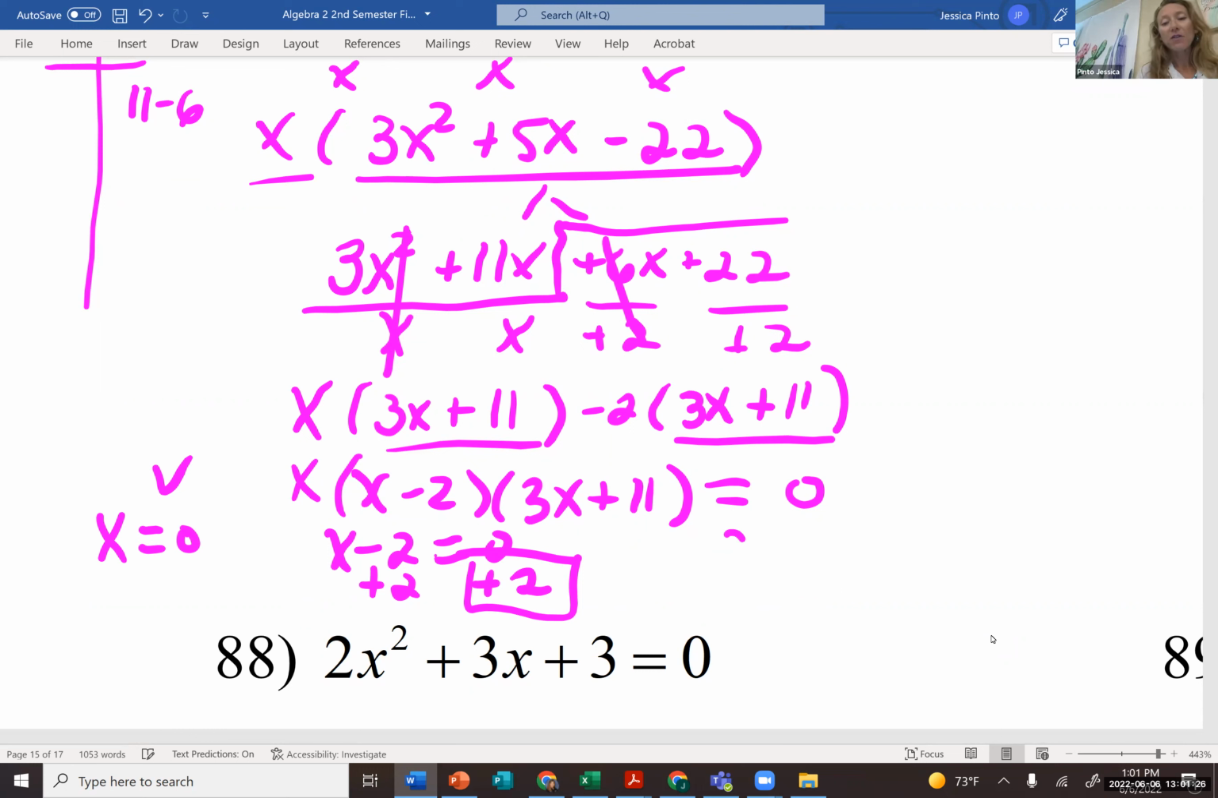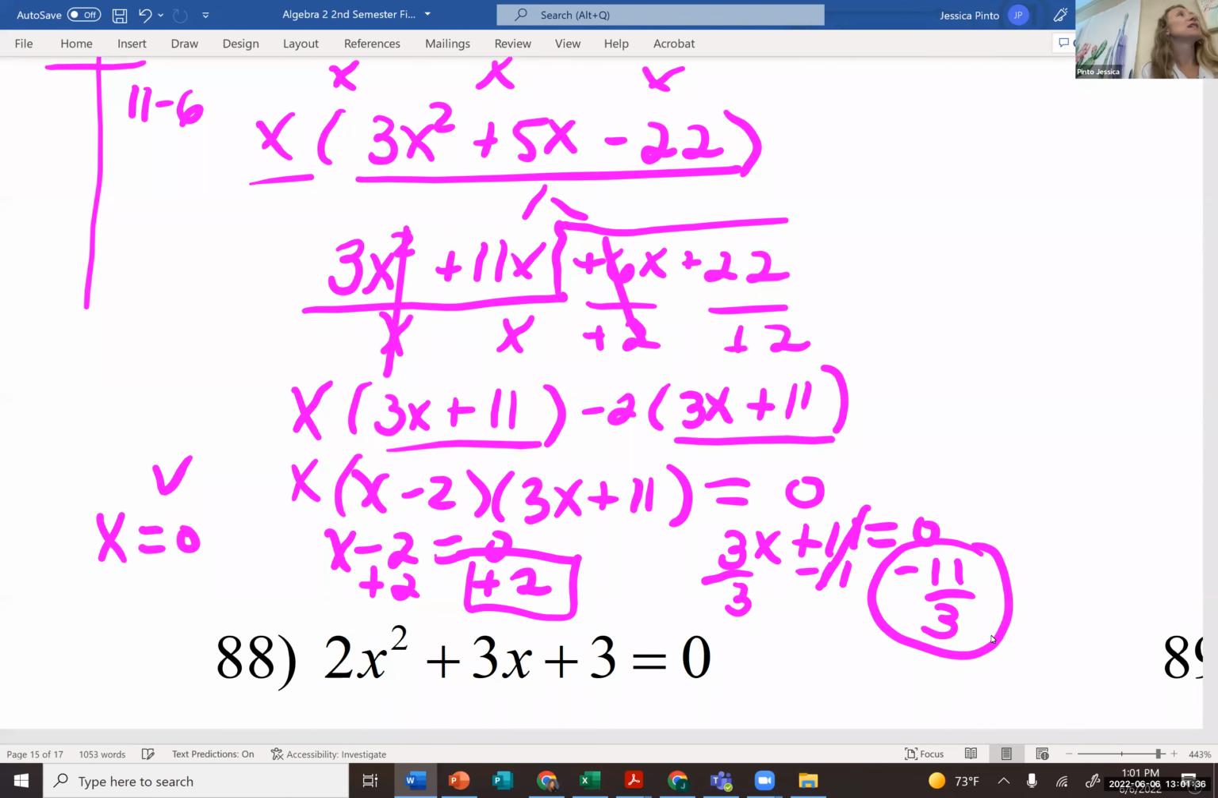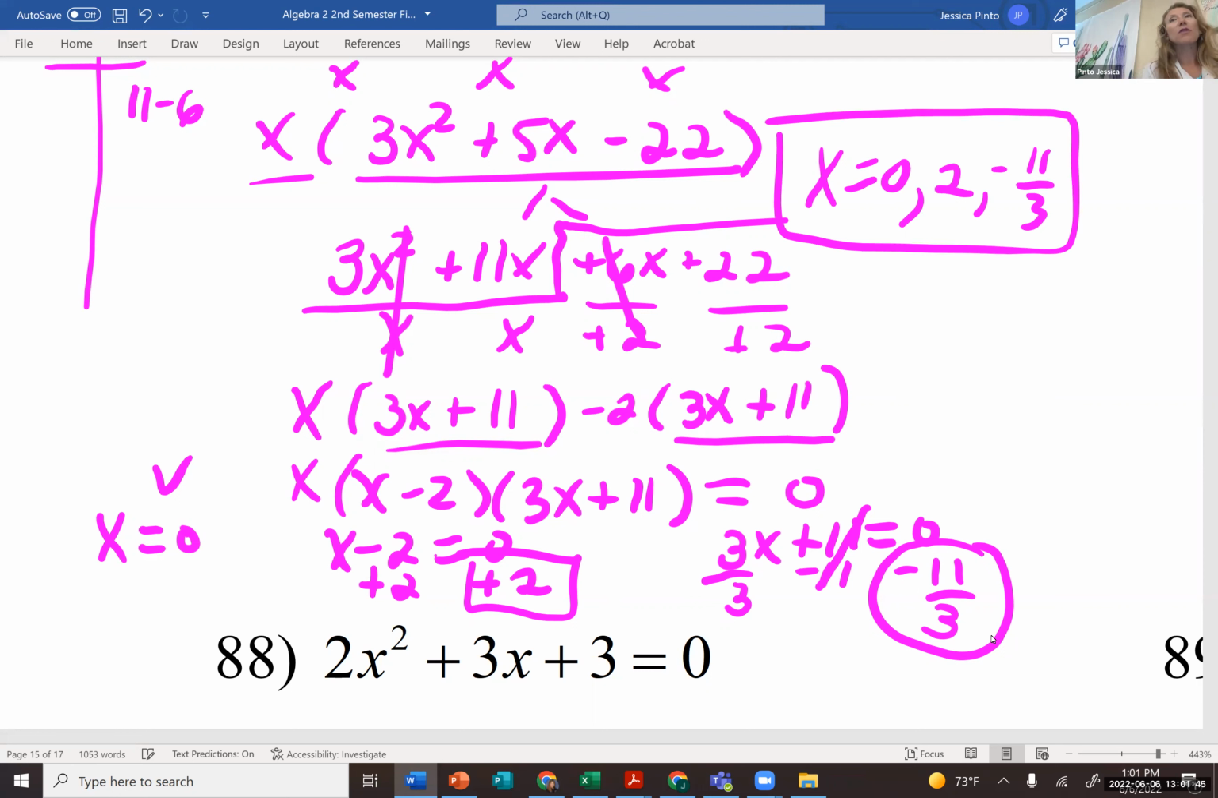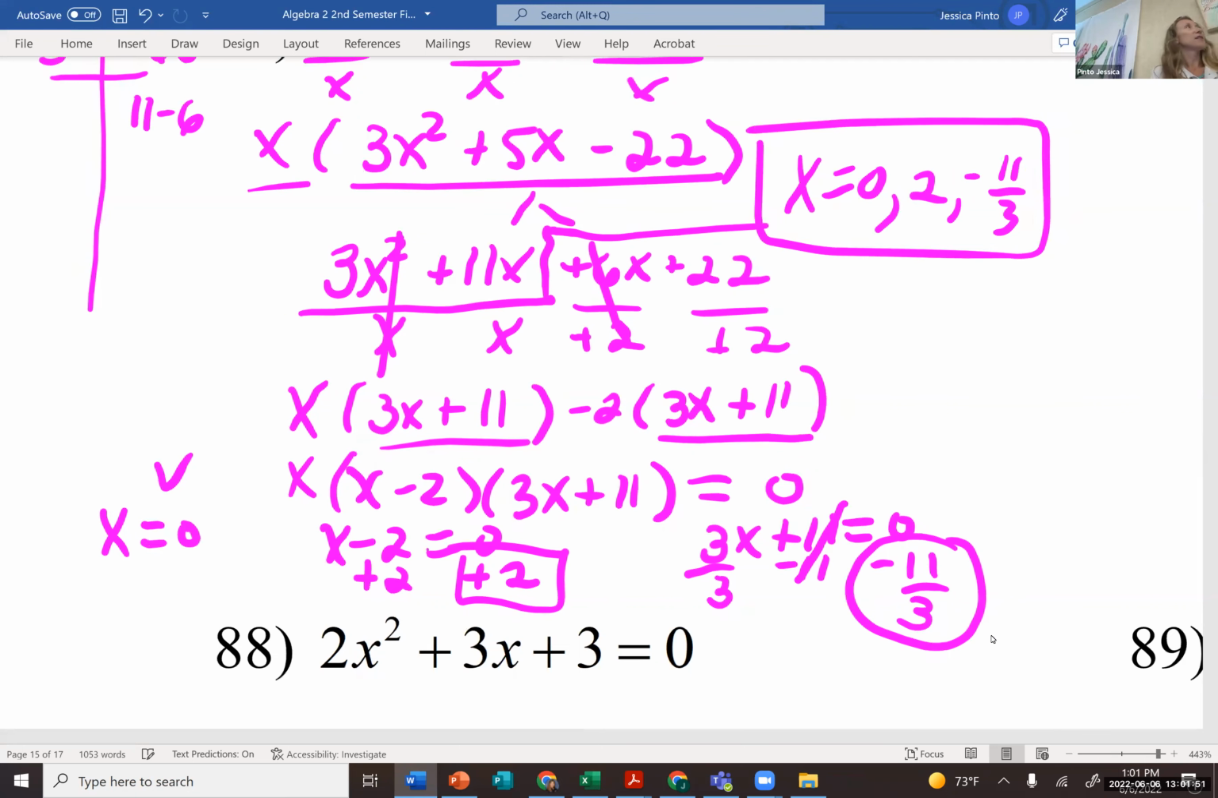Finally, I have 3x plus 11 equal to 0. So I subtract 11. Then I divide by 3. And I get my third answer, negative 11 over 3. So x is equal to 0, 2, and negative 11 over 3. That matches with my degree of 3. So far, so good. Okay, so that was 85.